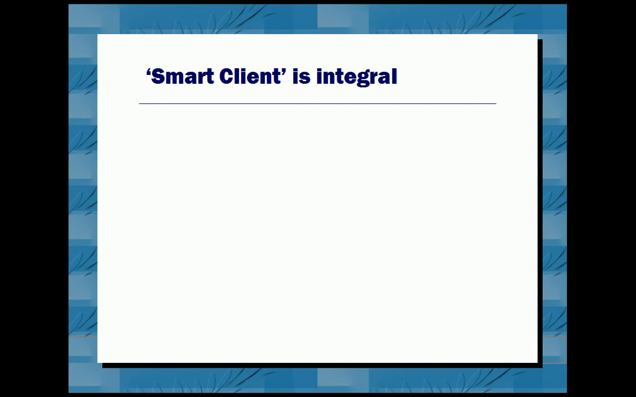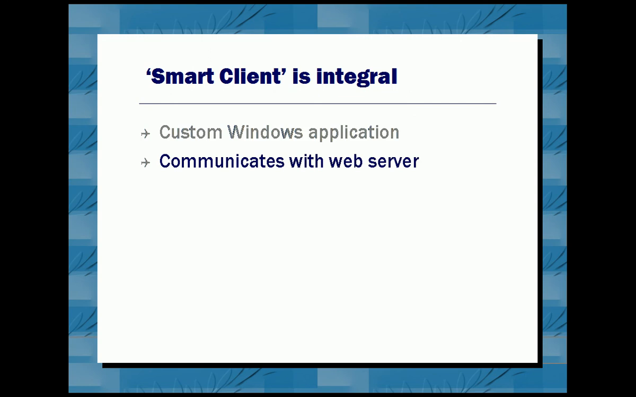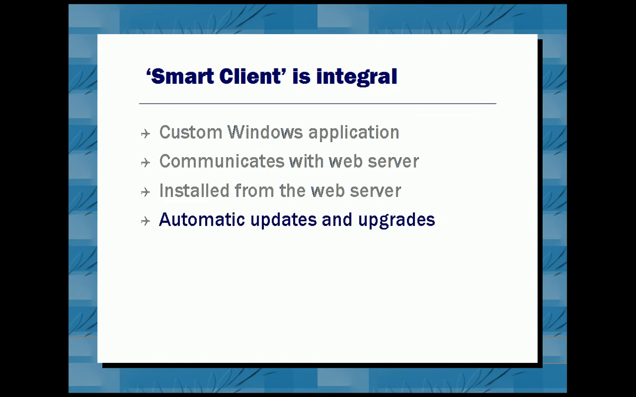The main interface application, or Smart Client, is integral to the application. The Smart Client is a custom Windows application installed on the user's computer. Call this the front end. It communicates with the web server or the back end to retrieve required data. The retrieval of data from the back end renders to the front end as page views. It downloads from the web server and installs on the user's computer. It automatically updates and upgrades as revisions are made.